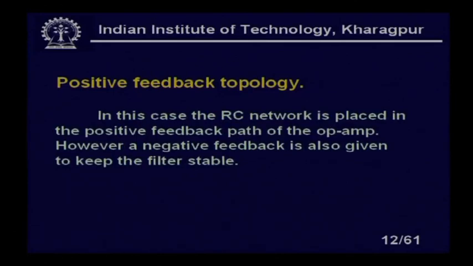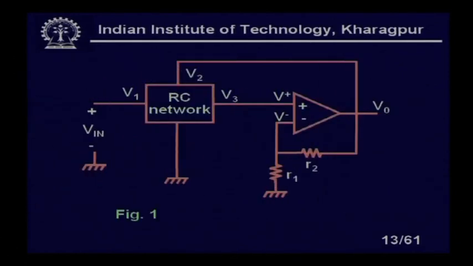In this case, this RC network is placed in the positive feedback path of the op amp. However, a negative feedback is also given to keep the filter stable, right. Because if you look at the circuit, this is a positive feedback topology, with the RC network in the positive feedback path, but if I keep this circuit as it is, the circuit will not be stable. We need to make the circuit stable, so we have to give some negative feedback. These negative feedbacks are given by these 2 resistances R1 and R2, clear.